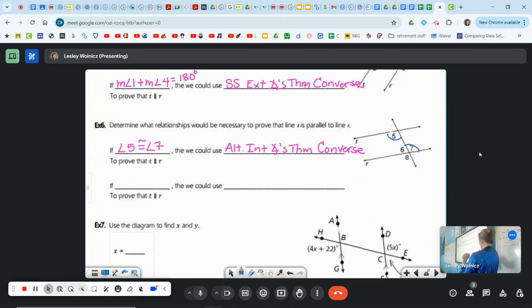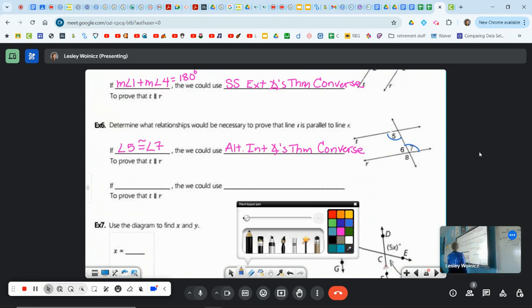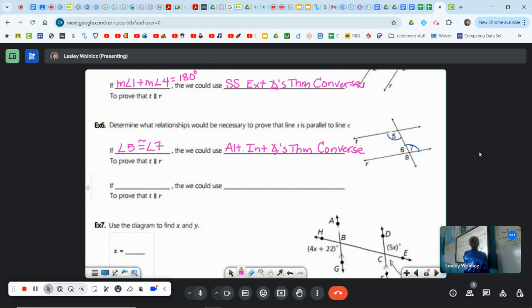Okay. What else could we use? I know we said the corresponding angles, but we already did that one up here. Is there one that we haven't done that we could use? Could we use 5 and 6? How could we use 5 and 6? Yeah. So if the measure of angle 5 plus the measure of angle 6 is 180 degrees, and then they're supplementary, we could use. Yep.